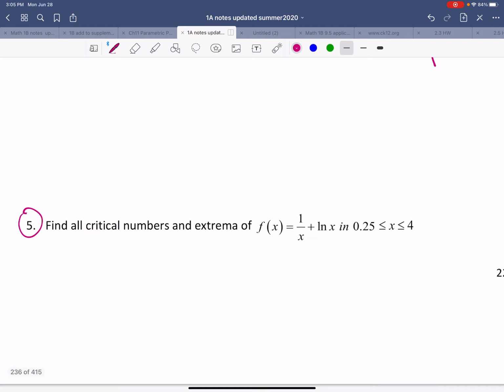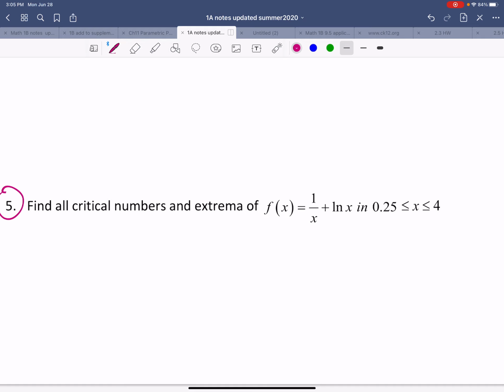Find all the critical numbers and extrema of f of x equals 1 over x plus natural log of x. We're looking between 1/4 and 4.